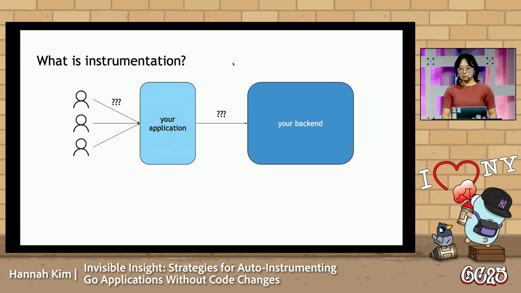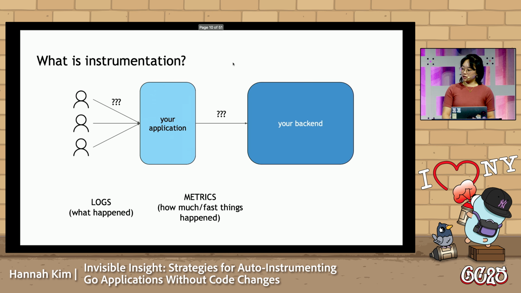You all probably know a little bit of what telemetry is, but just to recap, there are 3 main pillars to telemetry. The first one is logs, which define what is happening in your application. Then you have metrics, which tell you how much is happening and how quickly it's happening. And lastly, we have traces, which tell us the how of what is happening.